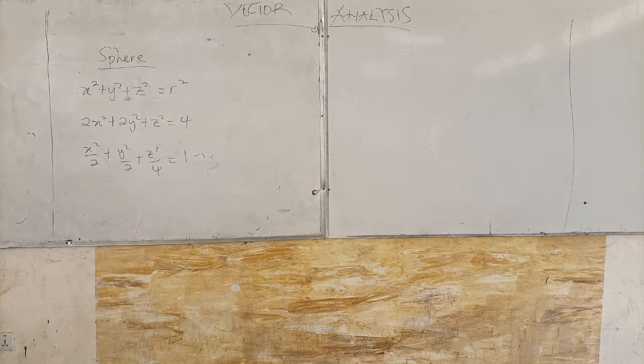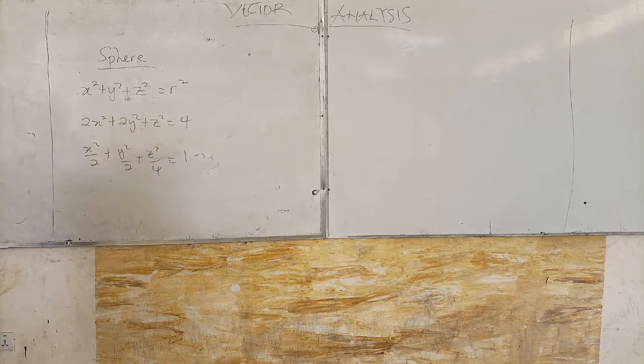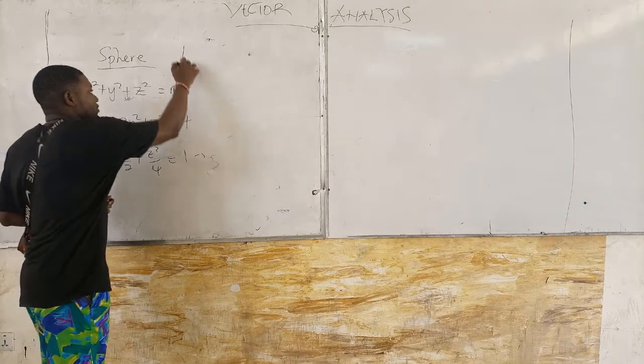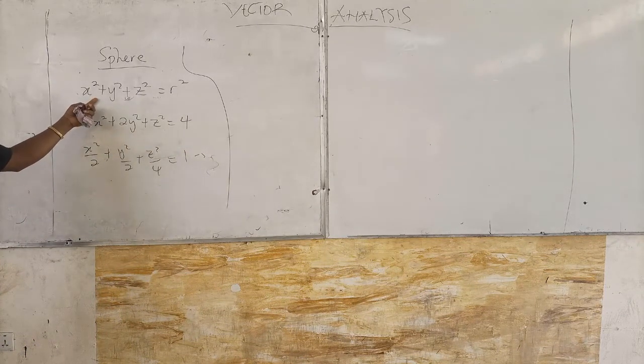That's why I said the coefficient is very, very necessary. Otherwise, you go into something like this and you might think it's a sphere. The variables, the coefficients are not the same. Just make sure that it's always equal to 1 and it becomes an ellipsoid. Okay. And we know that automatically this is centered at the origin. The origin is 0, 0, 0.